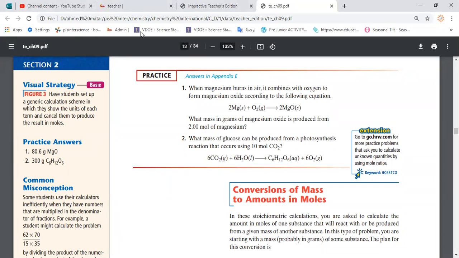Who can tell me how we can answer this kind of problem? You will need to ask how many grams of magnesium oxide are going to be produced once 2 moles of magnesium are reacted. So who can answer this, guys? If you know, just raise your hand. No one? Guys, please.